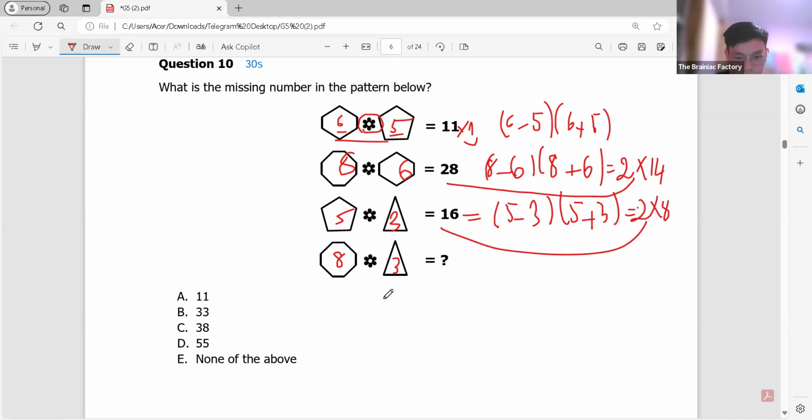So the same operation here is going to be 8 minus 3 times 8 plus 3, which is 5 times 11. So it's giving us 55, which is the answer D.